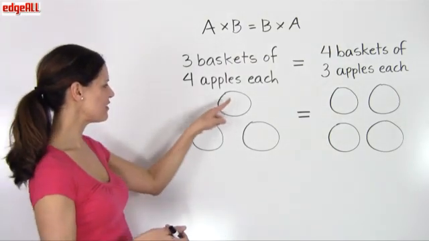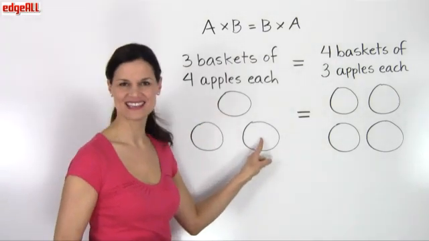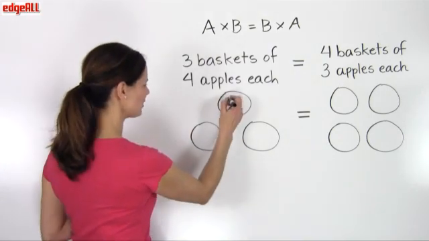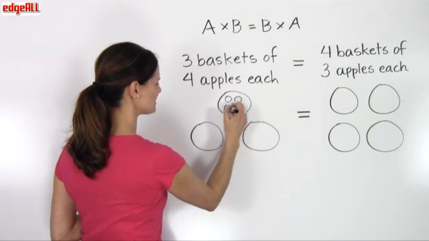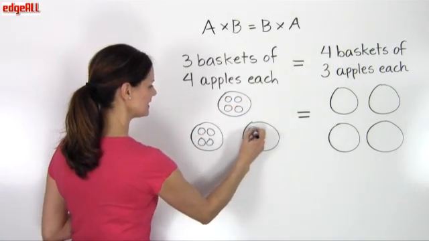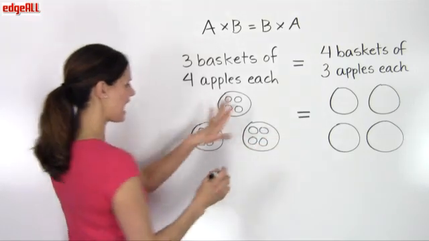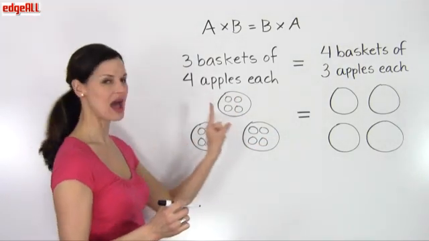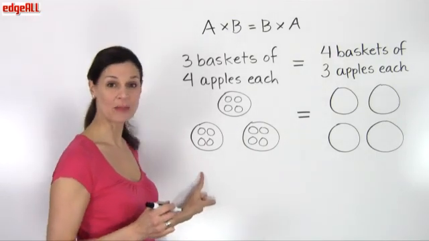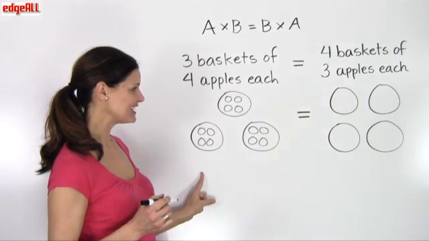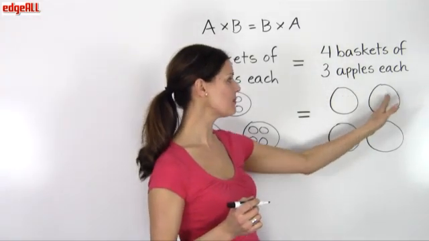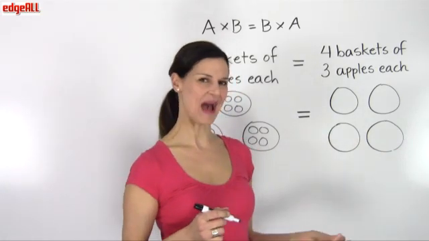So if I have 3 baskets of 4 apples each, I'm going to draw 4 little circles to represent my apples in each of my 3 baskets. So in this case, I've got 3 baskets of 4 apples each. And the commutative property of multiplication tells us that that is equal to having 4 baskets of 3 apples each.